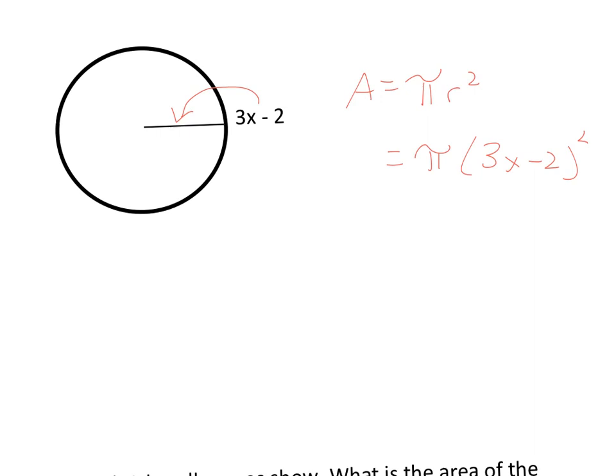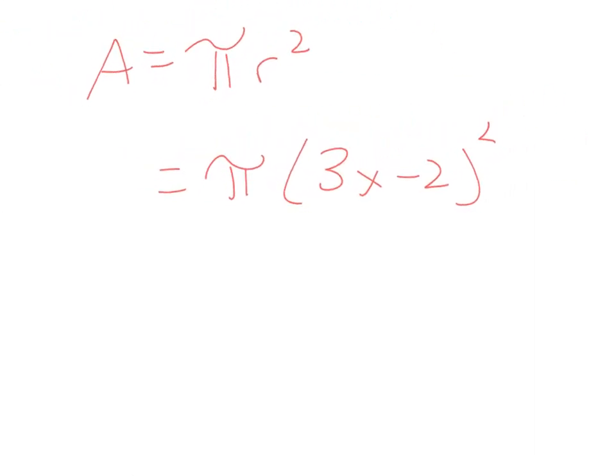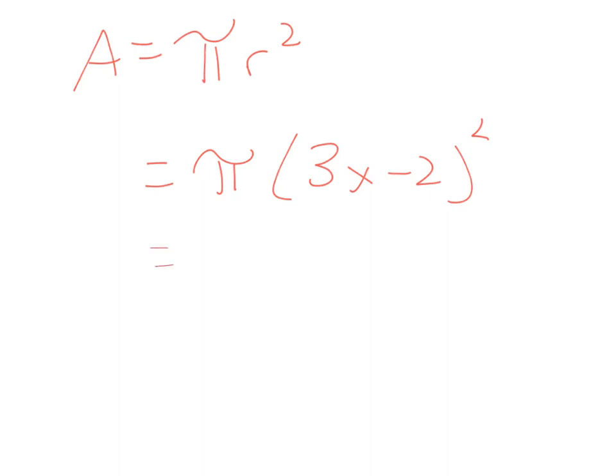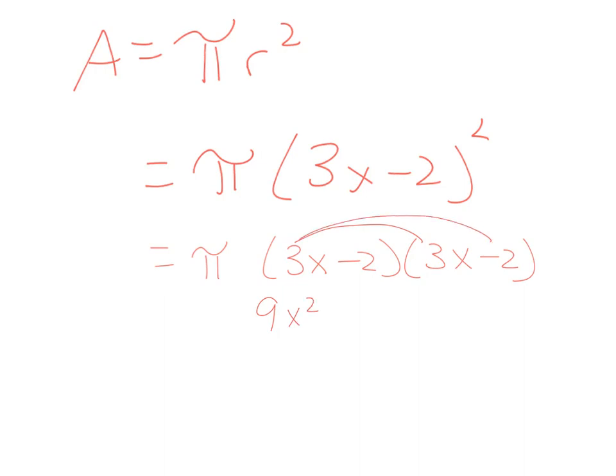Okay, so now that squared means I'm going to write it out twice. So I'm going to go ahead and just leave the pi on the outside. And I'm going to get 3x minus 2 times 3x minus 2. All because this guy told me to write it out twice. Okay, I'm going to go ahead and FOIL now. So I'm going to get 9x squared minus 6x minus 6x, and then a positive 4. So when I combine like terms, 9x squared minus 12x plus 4.